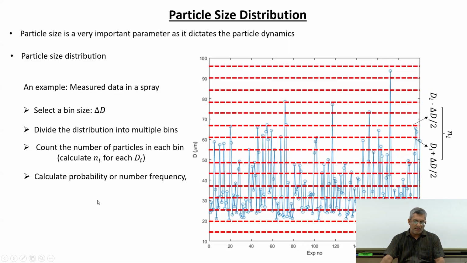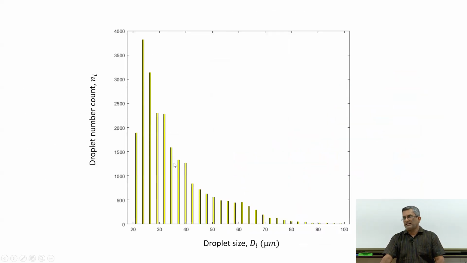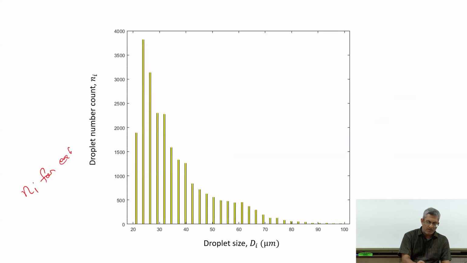Once we do this, we can calculate the probability or number frequency by taking the ratio of the number of particles in one bin to the total number of particles. So this gives us the probability or number frequency. So let's see what we get if we do this to this existing data. So we get a plot like this. So here basically we have shown the number count Ni for each Di. Okay. So you see the numbers. For example, the first one is around say 2000, second one around 4000, and so on.